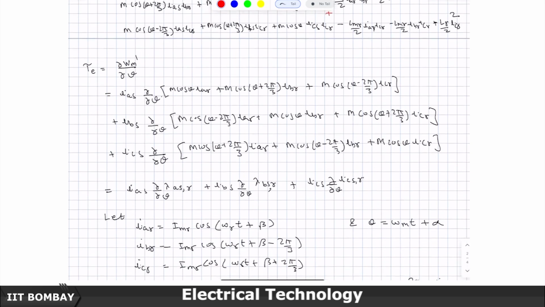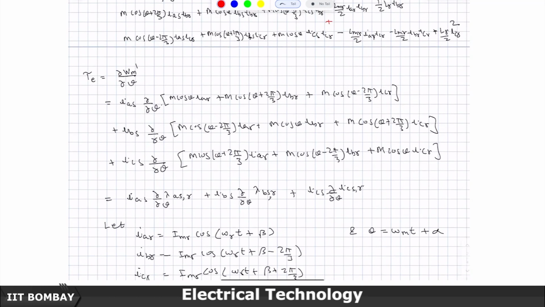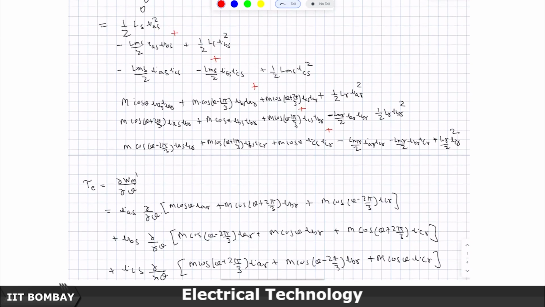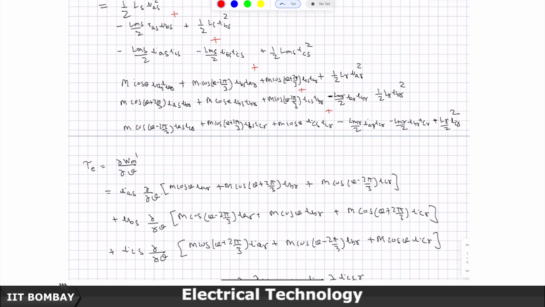And once I have calculated that, what should be my next task? My next task should be to take its partial derivative with respect to theta. So before doing that, I will make 2 points. Is there any theta term coming here? No. So there will not be any partial derivative with respect to this. Is there any theta term coming here? No. So there will not be any partial derivative with this.